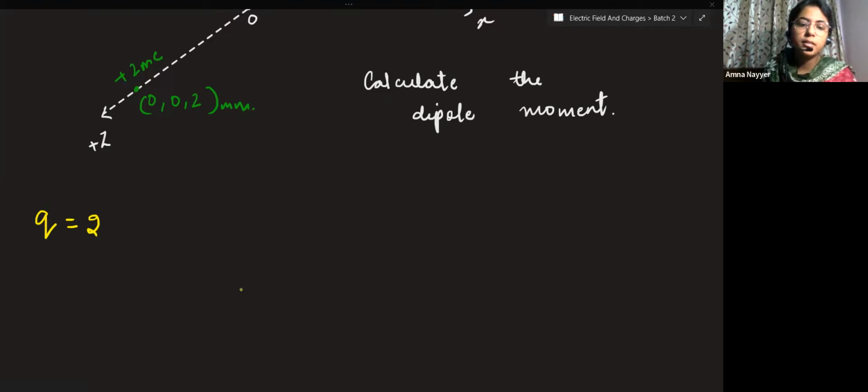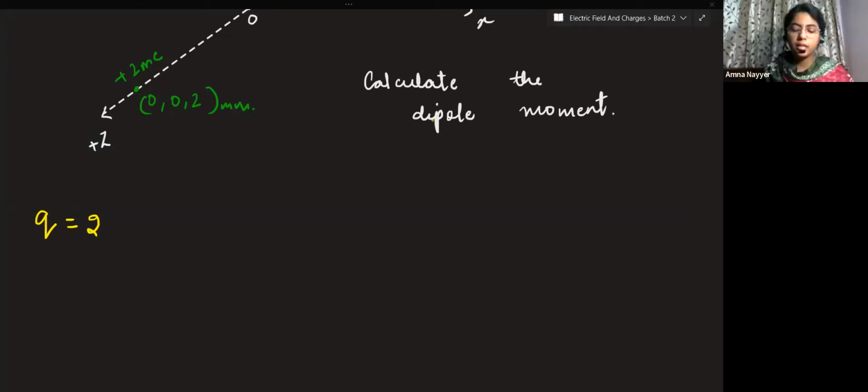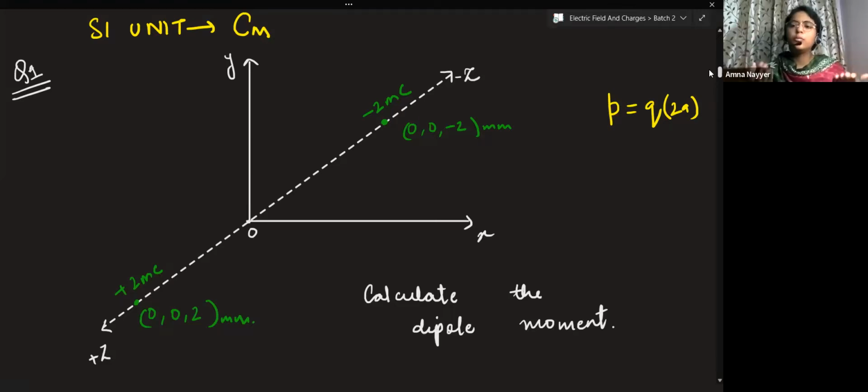Yes, anyone else? Fatima, you tell me, what is the charge? It's 2 plus 2. Not 2 plus 2. See, you have two charges in a dipole. One charge is plus Q, the other one is minus Q. That forms your dipole. So you have to take any one of the charges, meaning Q. What are the charges given over here? You are given plus 2 millicoulombs and minus 2 millicoulombs. You can take any of the charges because the magnitude is the same.